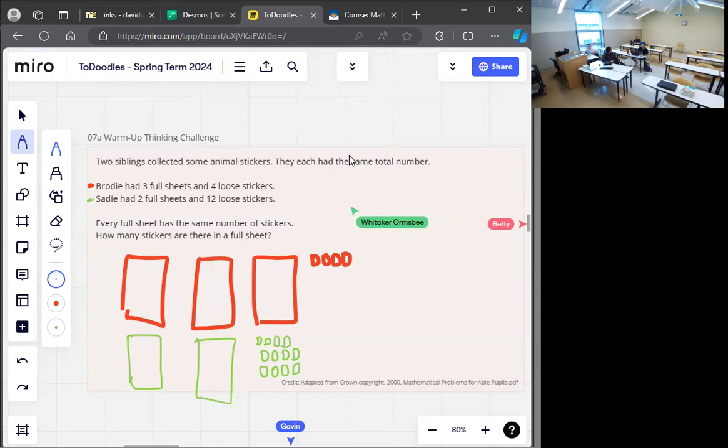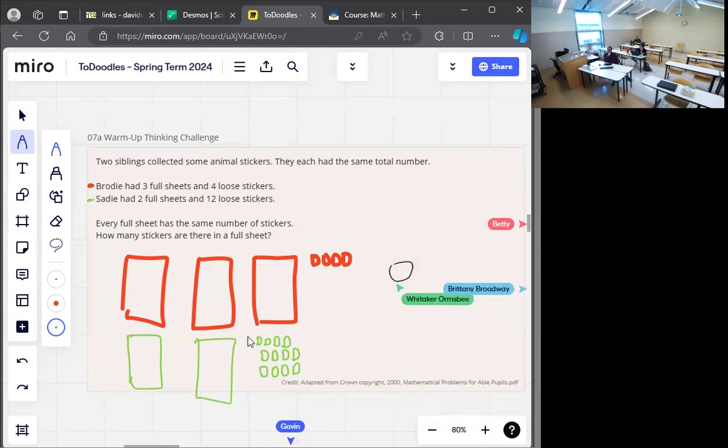Circle one of them, I think. The red ones, they're 12. If that's true, then these 12 here make one more sheet. Does that make sense? Because there's 12 of them right here. And that would mean that she has 3 full sheets and no more, and he has 3 sheets and 4 extra. So they're not going to come out the same.